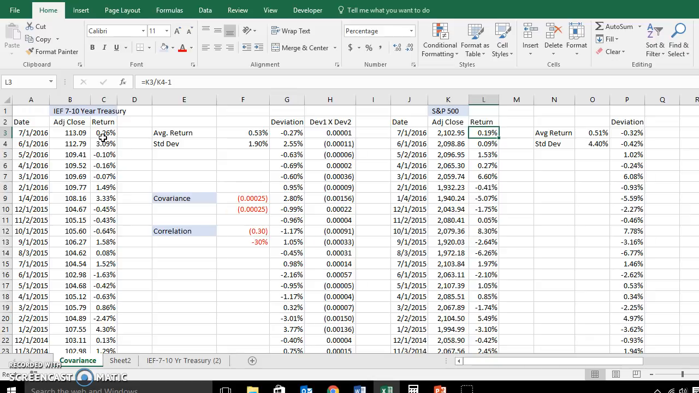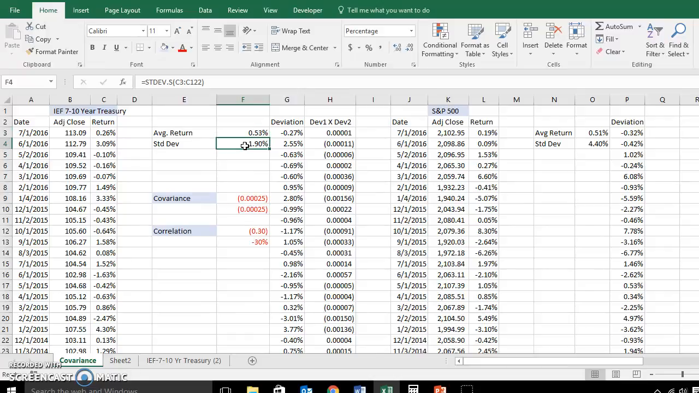So first thing that we would need is the average return for treasury. So I got my monthly return, and from there you just take an average and you have your average return, right? Similarly, 0.51% was the average return for S&P 500. 0.53% was the average return for 10-year treasury.